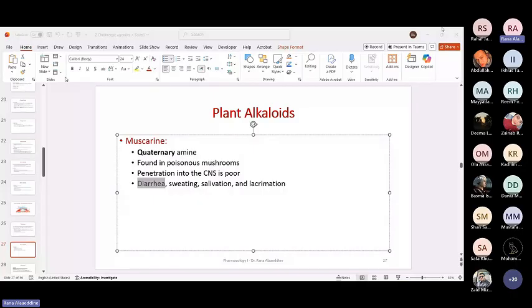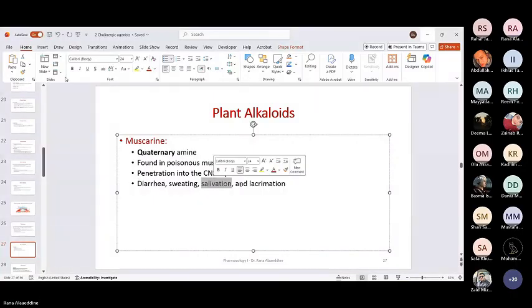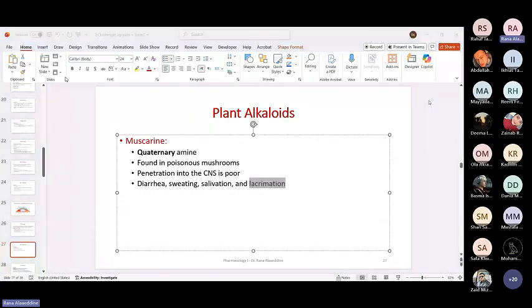What's lacrimation, you guys? The lacrimal glands, where do those exist? In the eye. Those are tears. So the person will look like they're crying, saliva's coming out, sweating the whole time, so more secretions overall. And this is one major side effect of these drugs.